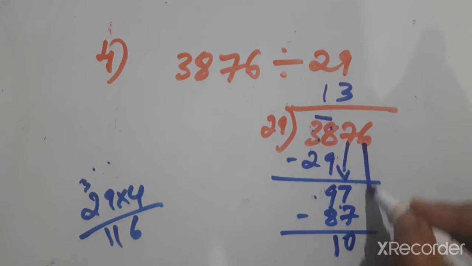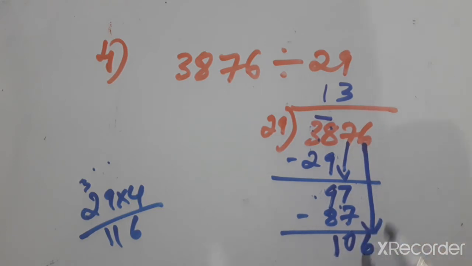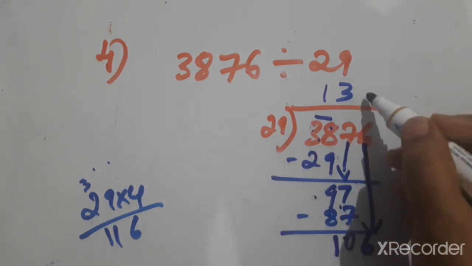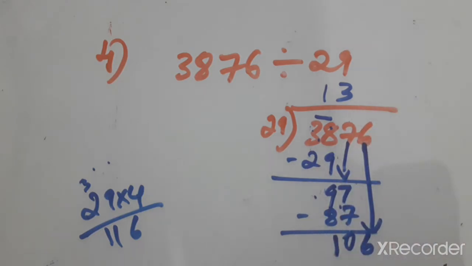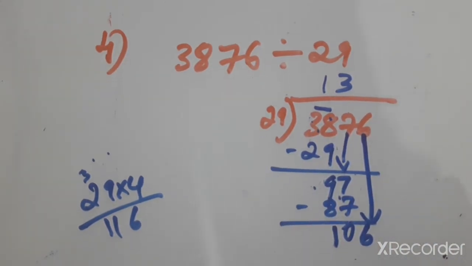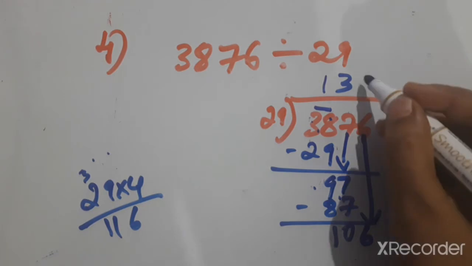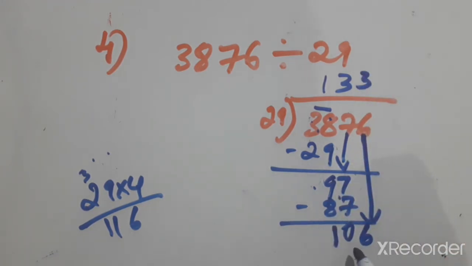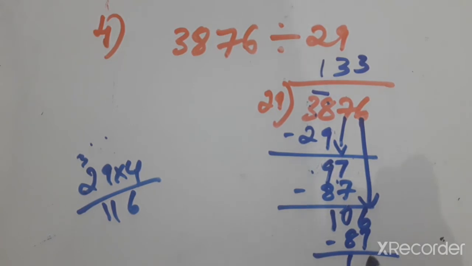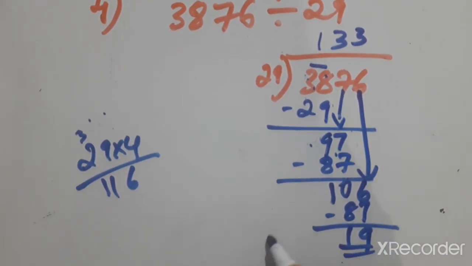Okay, one more number is there. Bring that number down. If there is no number, we can consider 0. 29 zeros are 0 and 10 has a remainder. 106. So which is nearer again? 29 4s are 116. That is greater than this number. So we can again consider 29 3s are 87. Minus, means subtraction, 19 is the remainder.